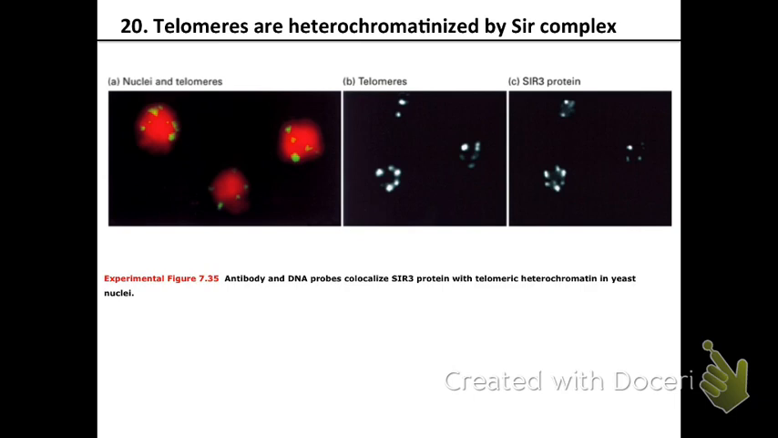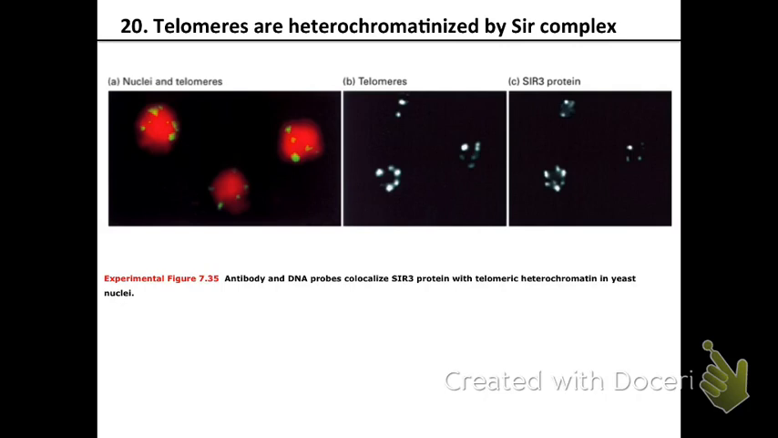In yeast, for example, the telomeres are heterochromatinized by a protein complex called the SIR complex. This protein complex has a protein called SIR3, and it binds to the telomeres. How do we know this? We know this by doing experiments using FISH and immunofluorescence at the same time. Who has heard of immunofluorescence before? Some of you and some of you not.